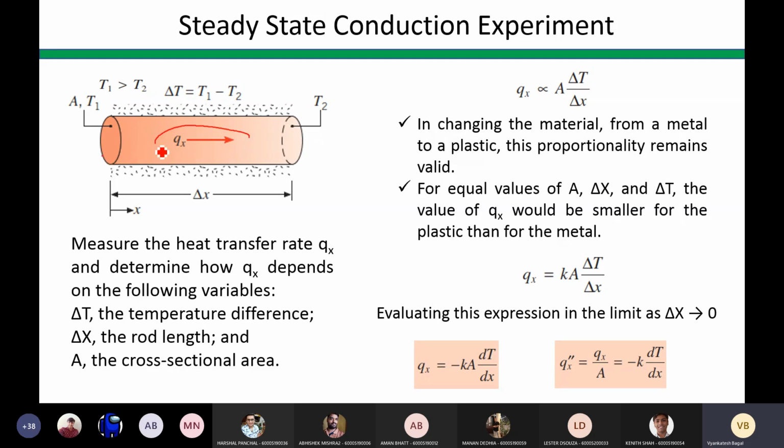Now why have I shown this direction of heat transfer like this? Because this peripheral thing is insulated. This is insulation. So all over the periphery, the insulation is applied. So there is no chance for the heat transfer to take place in this direction. This is a restrictor. So we have only one-dimensional heat conduction in the x direction. Is it clear?